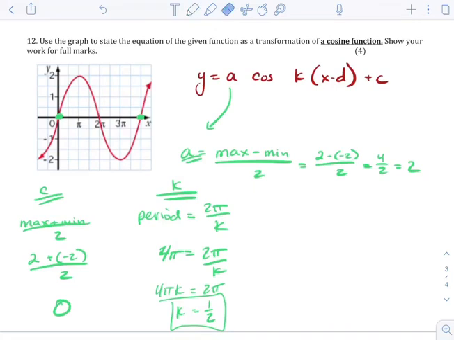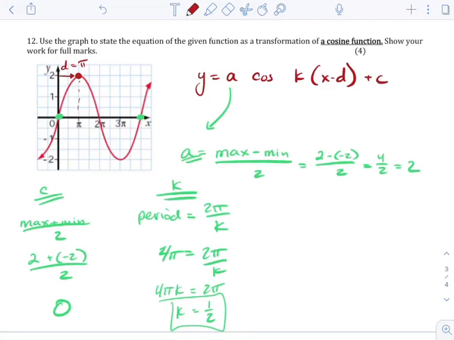And lastly, our d value. So for the d value, we look at our graph. And I see that it starts right here for a cosine graph up at the top. So I see it's been shifted to the right pi units. So d is equal to pi units. It's been shifted to the right pi units because now it begins here instead of at 0.